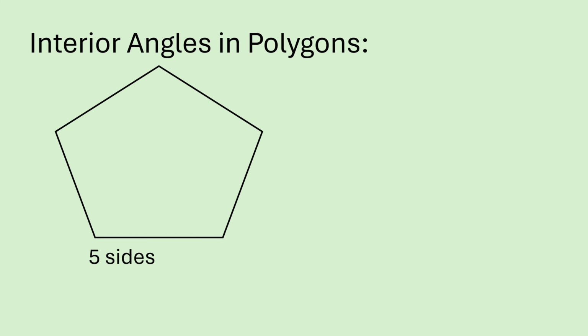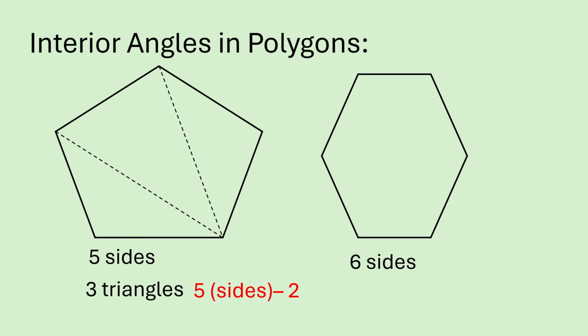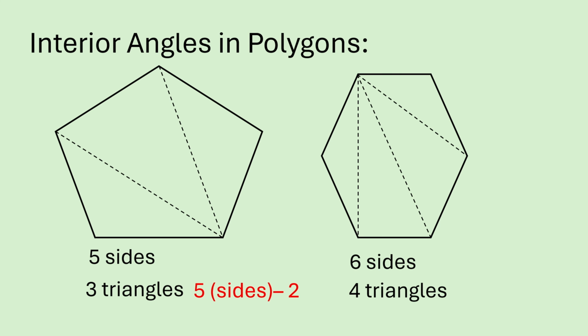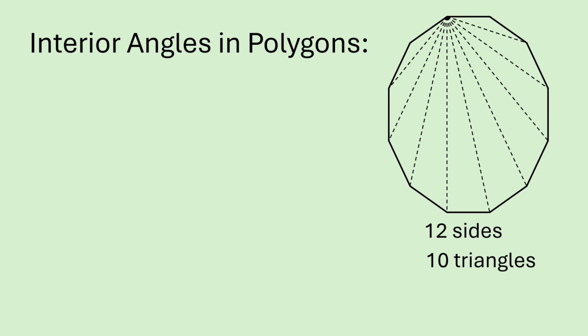Next, 5 sides, 3 triangles. 5 minus 2 is equal to 3 triangles. Next, 6 sides, 4 triangles. 6 minus 2 is equal to 4 triangles. Next, 12 sides, 10 triangles. 12 minus 2 is equal to 10 triangles.